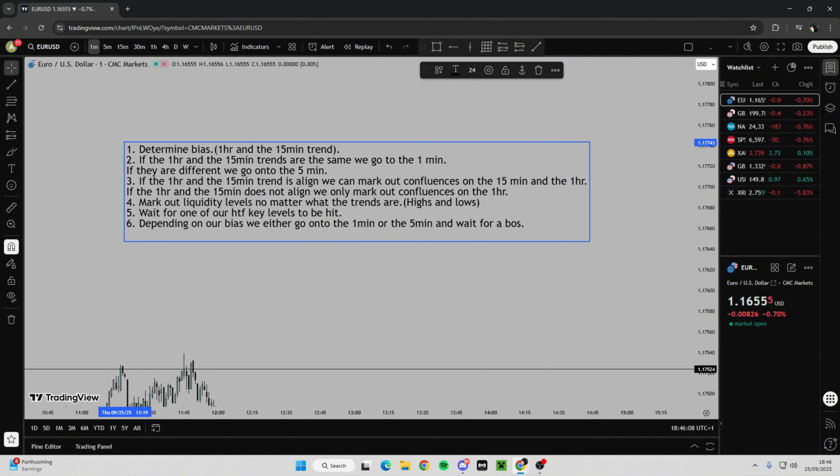Once we've looked at the trend and determined our bias, we wait for one of the key levels to be hit. So that could be a 1 hour fair value gap, 1 hour equilibrium, 1 hour order block, breaker block. Personally, I don't really want to use order blocks and breaker blocks because I feel like they're just everywhere. It kind of mixes it up. But for me personally, the best are obviously highs and lows, fair value gaps, and equilibrium. Those you could still use order blocks and breaker blocks.